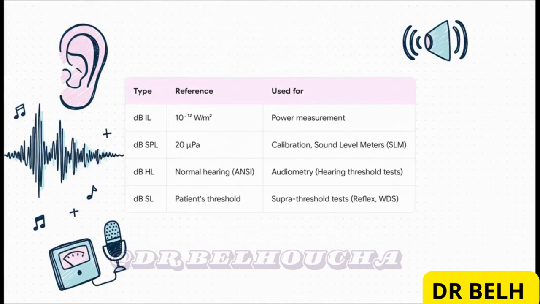This table brings it all together. Feel free to grab a screenshot for your notes. You can see each decibel type, its unique reference point, and exactly where you'll use it. Notice the split here. IL and SPL are based on pure physics. HL and SL are all about the patient's perception.